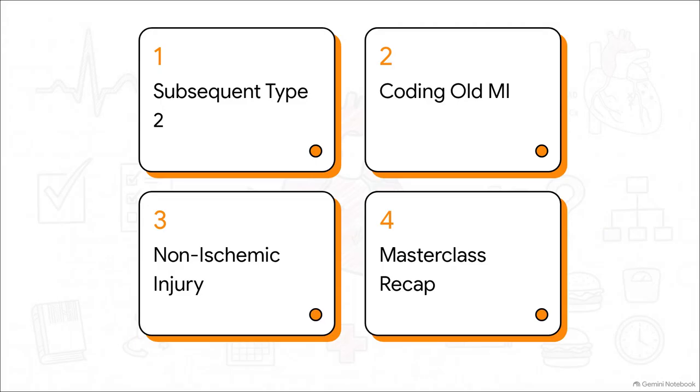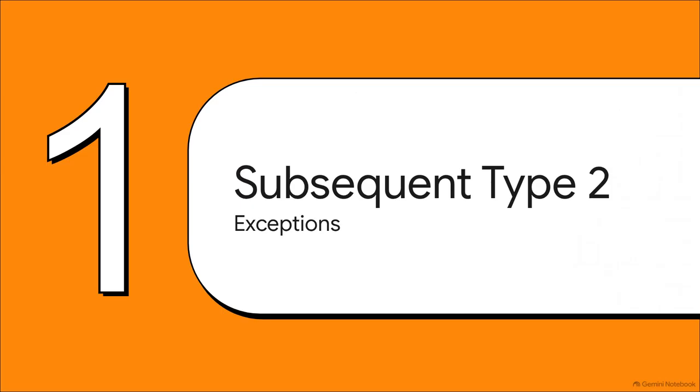Here's a quick look at our roadmap for this final explainer. First, we'll dive into MINOCA and code I21.B. Then, we'll look at coding an old MI, walk through some crucial guideline updates, and finally, we'll wrap it all up with the masterclass mega recap. All right, let's jump right into Section 1, MINOCA, and code I21.B.